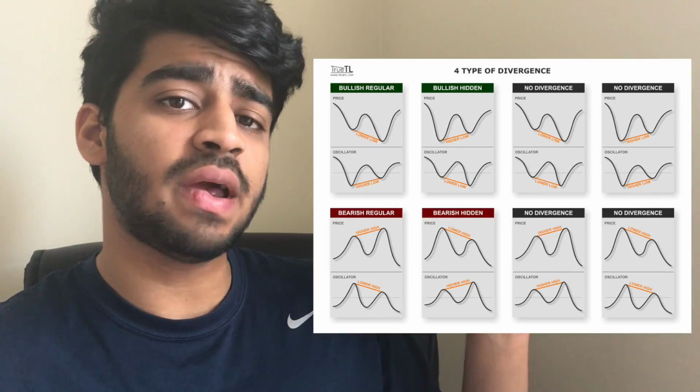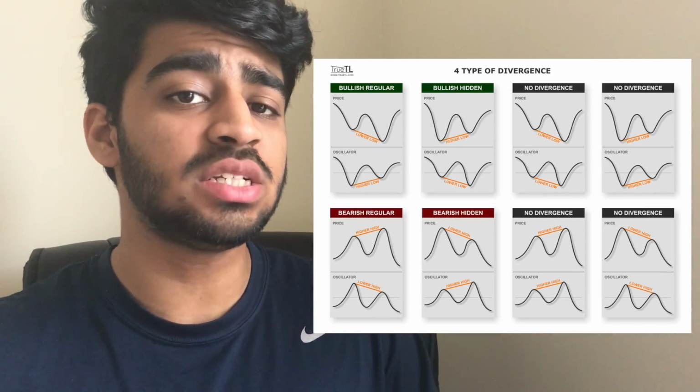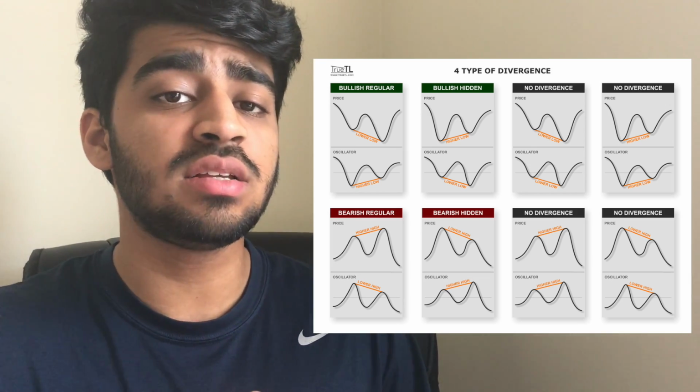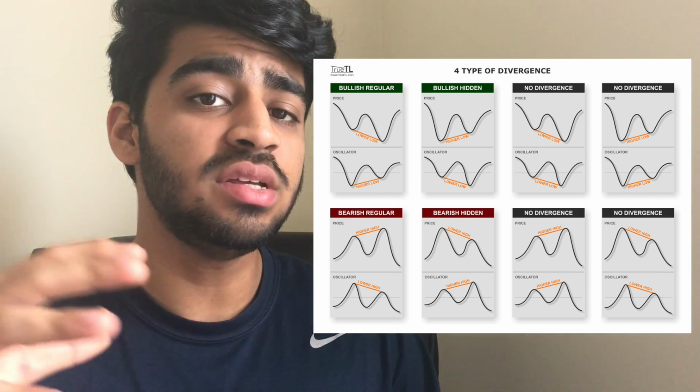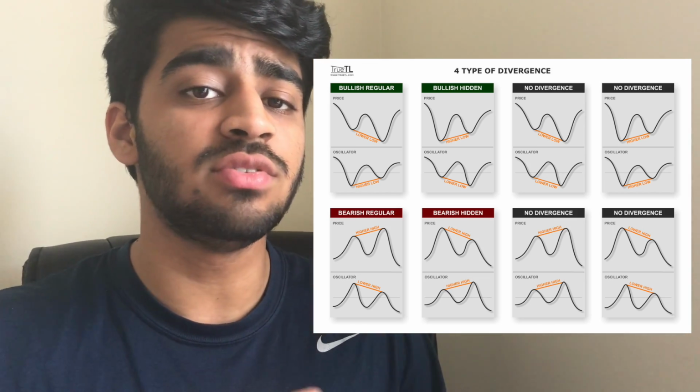Now, I only covered 2 basic types of divergences. There are 4, and I'll have a little screenshot right here showing exactly all 4 of them. And as you can see, there's 2 basic ones and 2 hidden ones. The reason why I didn't show the hidden ones is because that is a completely separate topic and a completely separate video that I will be making. I just want to cover the basics of RSI divergence in this video.